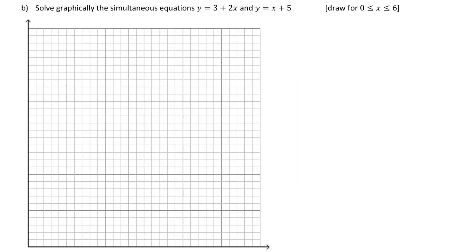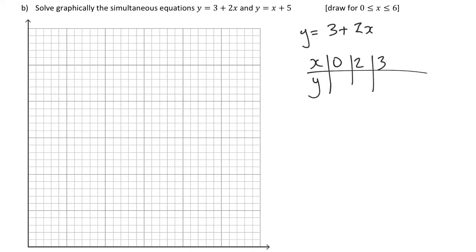Example B, solve graphically the simultaneous equations y equals 3 plus 2x and y equals x plus 5. Now, we need to draw these two lines. And we've looked previously at a number of different ways in which we can do that. But the easiest way is to think about it in terms of a table of values. So if we do that for y equals 3 plus 2x, we get x and y, and pick any three values. We'll pick 0, 2, and 3.